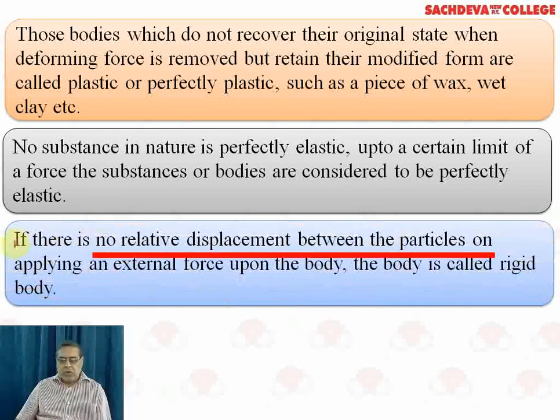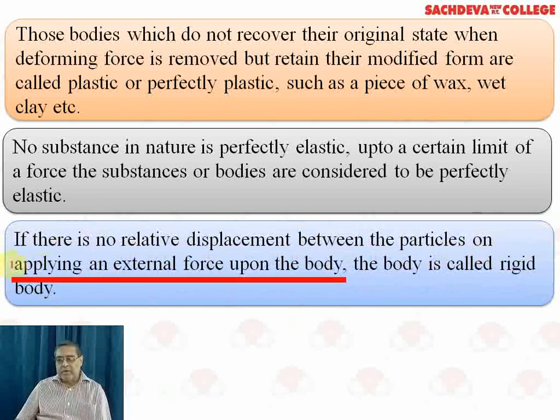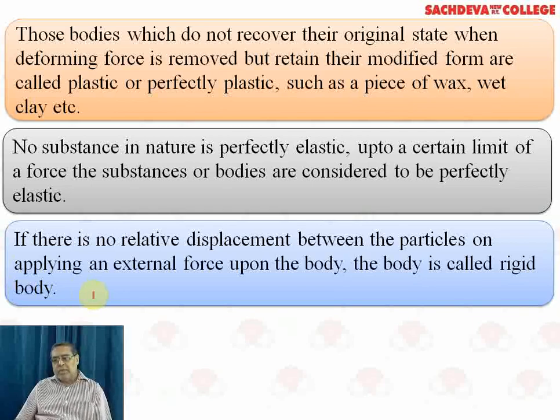Now, if there is no relative displacement between the particles on applying an external force upon the body, it is called a rigid body. So what is basically a rigid body? Now, we will assume that in a solid body there are many particles, and when an external force is applied, and if the particles are not displaced from their mean position or there is no relative displacement, the body is supposed to be a rigid body.